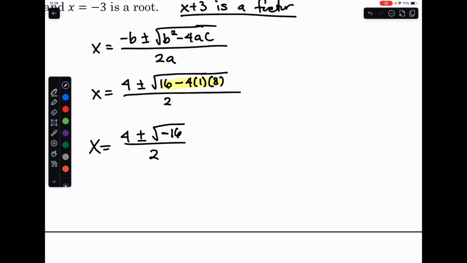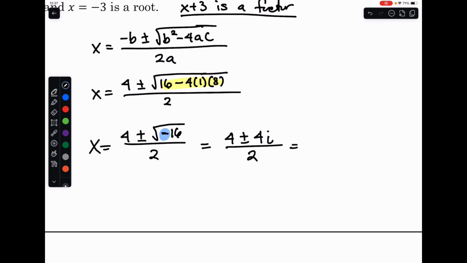Now, this is exactly what I was referring to. This is not going to be a real number. This is going to be a complex number because we're trying to take the square root of a negative 16, which is not real. Since the square root of positive 16 is 4, the square root of negative 16 is going to be the imaginary value of 4. So we're going to call that 4i.